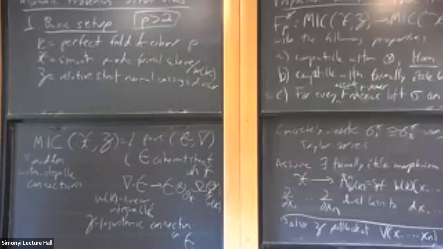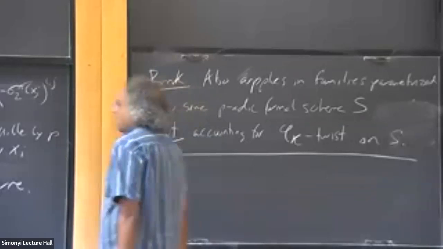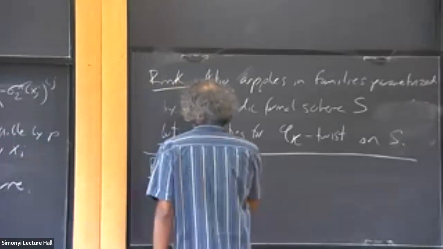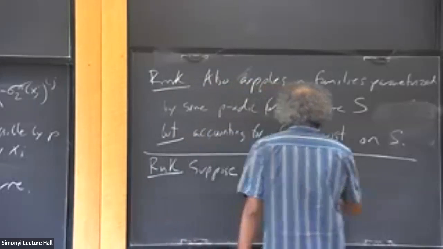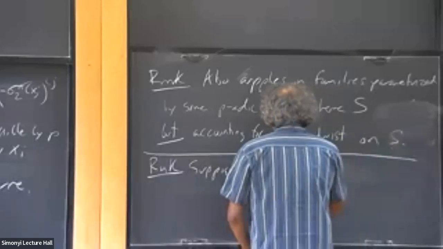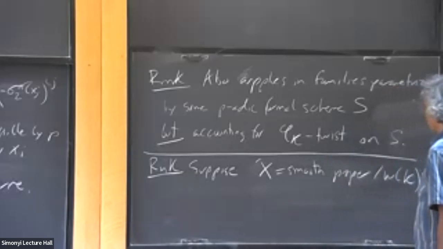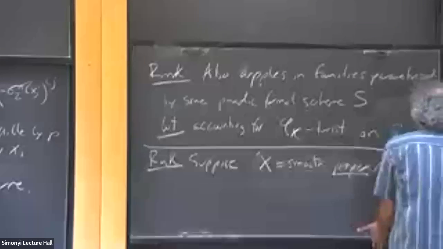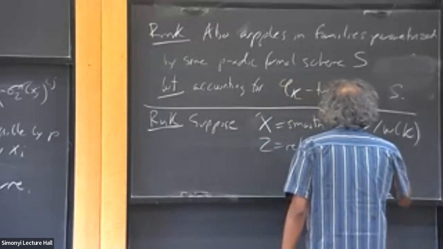But in general, you should remember the twist. Okay. Now, one more remark, and this is kind of the big remark. This is the whole point. In practice, I care about this in the situation where I start with, let's say it this way, X, so now not curly. I start with some smooth proper scheme over W_K, and Z is again a relative strict normal crossings divisor.